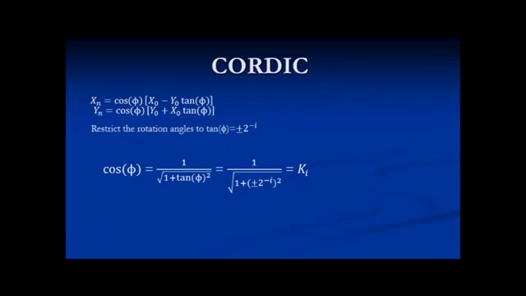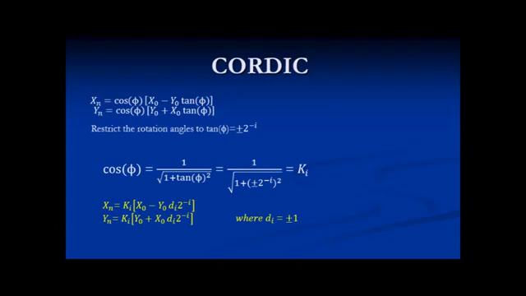Let's look again at the last set of equations and the equivalent of cosine of phi, where we've restricted tangent of phi to specific angles of plus or minus 2 to the minus I. Cosine of phi is equal to 1 over the square root of 1 plus tangent of phi squared, which, because of the angle limitation we've imposed, is the same as 1 over the square root of 1 plus the quantity plus or minus 2 to the minus I squared. And we'll now call this k sub I.